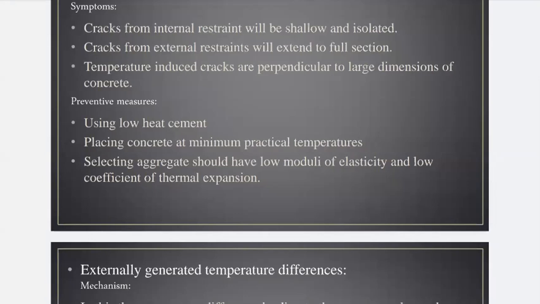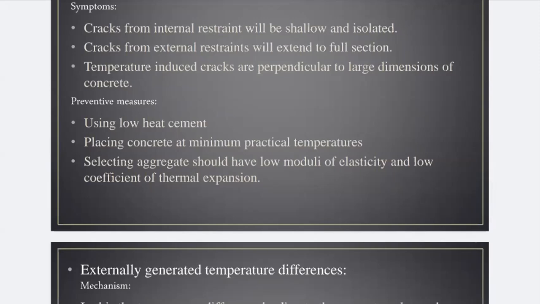You can place your concrete at a minimum practical temperature. Generally, the temperature should not be so hot. If a hot climatic condition is there, then you should go for different types of admixture, which does not lead to it. More heat of hydration should not be generated.